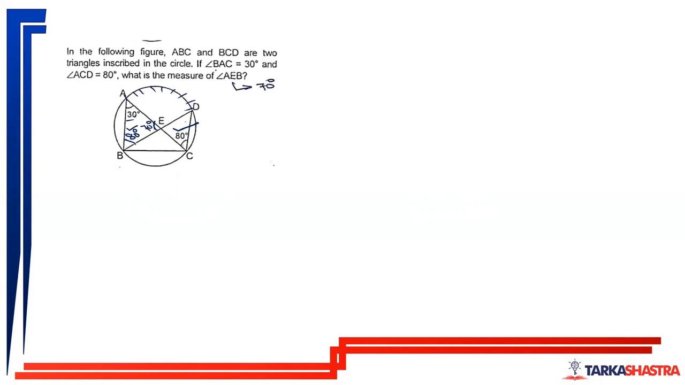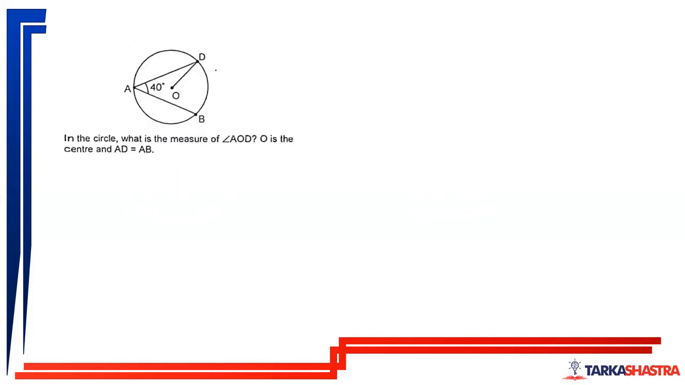Very easy. Moving forward. In the circle, what is the measure of angle AOD? O is the center and AD is equal to AB. Just join this. Okay. What will be angle DOB? Angle DOB will be 80 degrees.